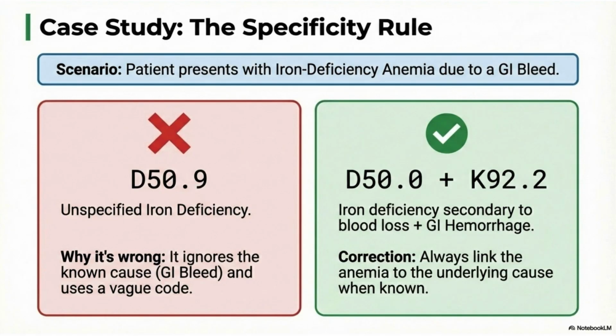Here we'll dive into the application of the guidelines, starting with this example. A patient presents with iron deficiency anemia due to a GI bleed. Coding this as D50.9, unspecified iron deficiency anemia, would be incorrect. As the document states, why it's wrong, it ignores the known cause and uses a vague code. The correct approach is to link the anemia to its etiology using D50.0 plus K92.2, which captures iron deficiency anemia secondary to blood loss and the GI hemorrhage itself. This reinforces the core principle: when the cause is known, specificity is required.